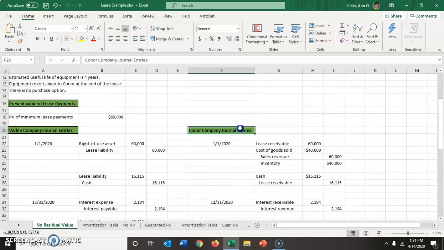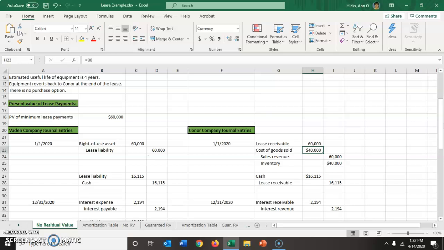Now, Connor Company's journal entries are pretty much a mirror of that, with a couple of exceptions. We're going to debit lease receivable. We're on the receivable end. We will credit sales revenue effectively, if this is an installment purchase for all practical purposes. Then for Connor, it's a sale. And so they're going to debit lease receivable and credit sales revenue for the fair value or the present value of the minimum lease payments.